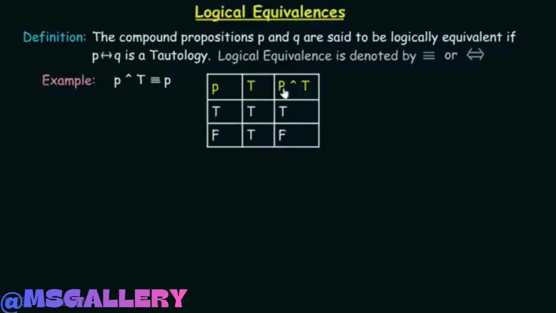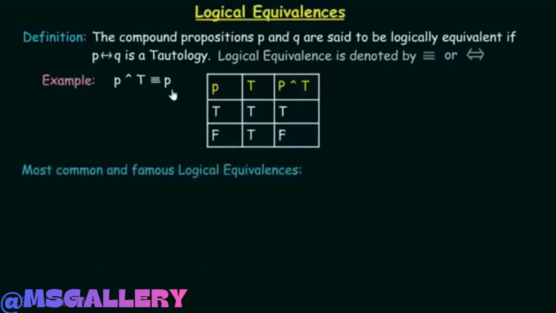Now you can see that P and true is equivalent to P. Their truth values are the same, right? When P is true, then P and true is true, and when P is false, then P and true is also false. Therefore, we can say that P and true is equivalent to P, right?